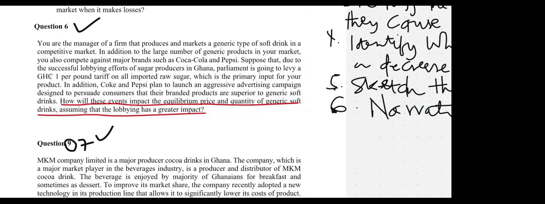So it says, how will these events impact the equilibrium price or quantity of generic soft drink? How will these events impact the equilibrium price and quantity of generic soft drinks, assuming that the lobbying has a greater impact? So I only need a name. The name of the good here is called generic soft drinks.